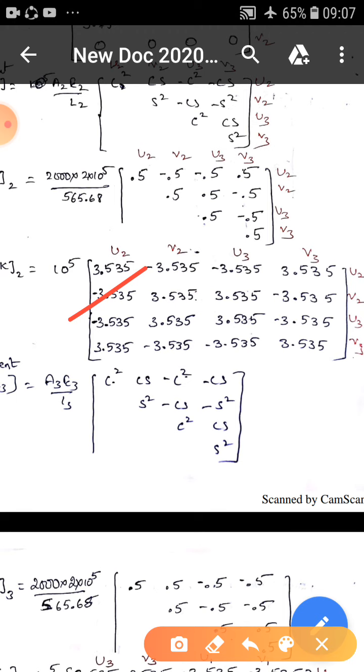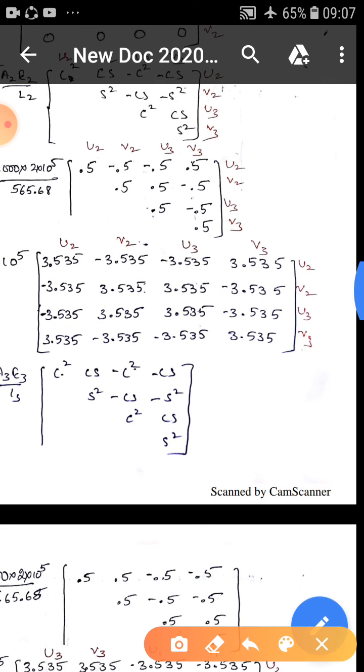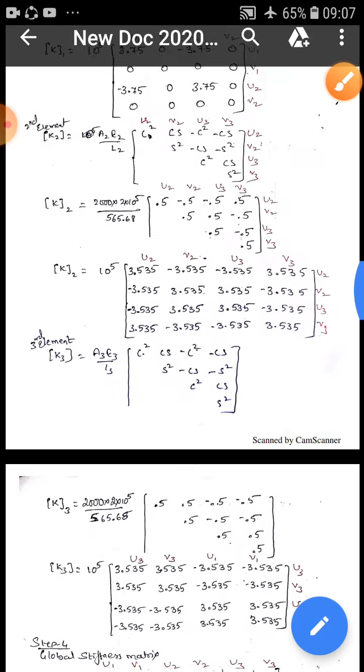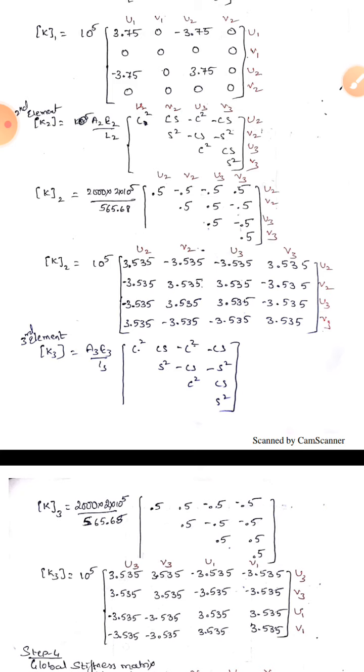This is my final K2 element stiffness matrix for the second element. This element is between node 2 and 3, so it is u2 v2 u3 v3. Okay, up to these points you are okay.